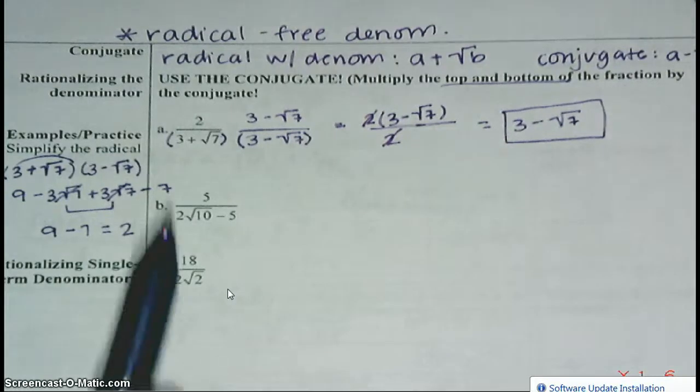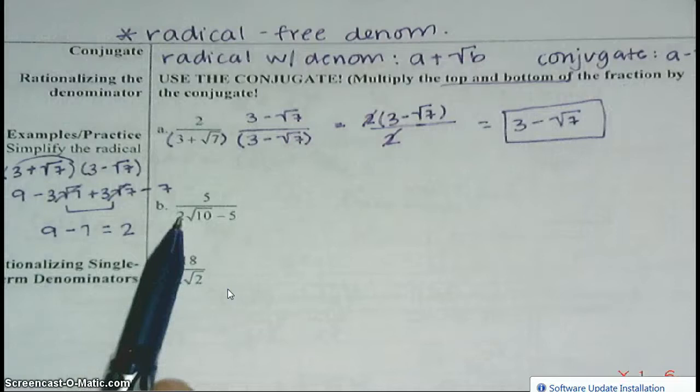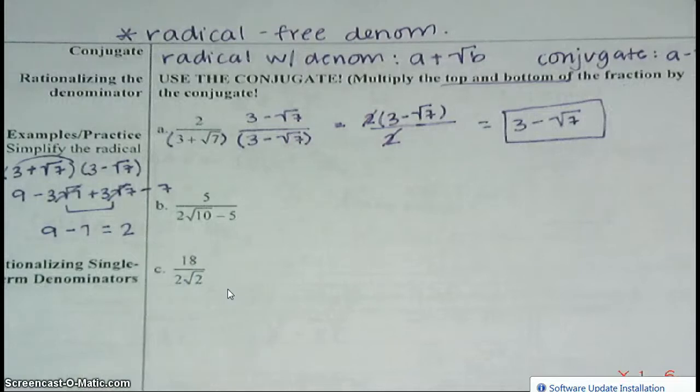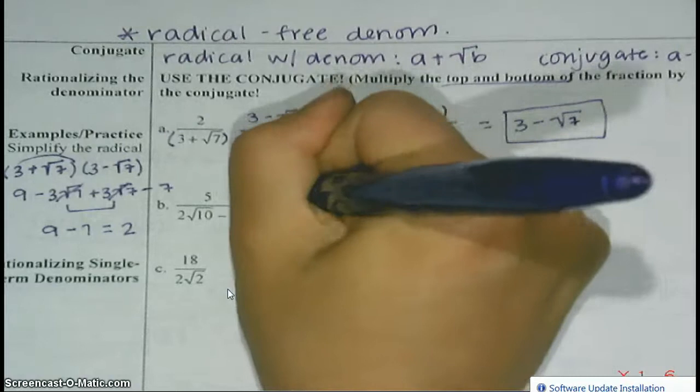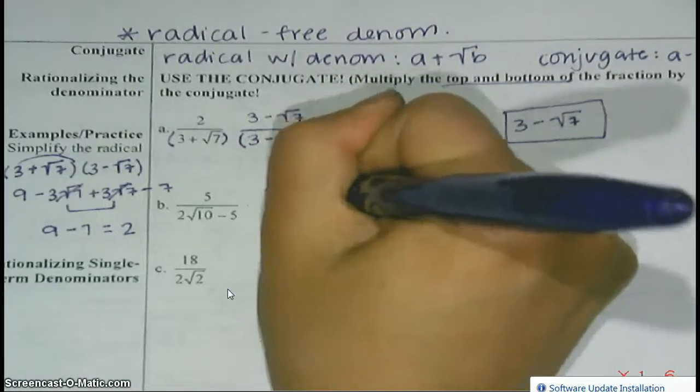This one right here, it doesn't matter that the radical's first. It doesn't matter that there's a 2 in front of it. We're still going to use the same idea as the conjugate up here. So the conjugate is going to be 2 square root 10 plus 5.